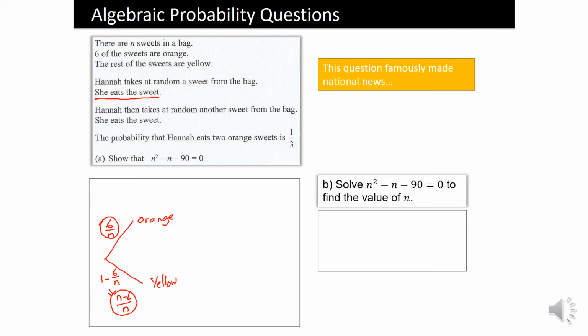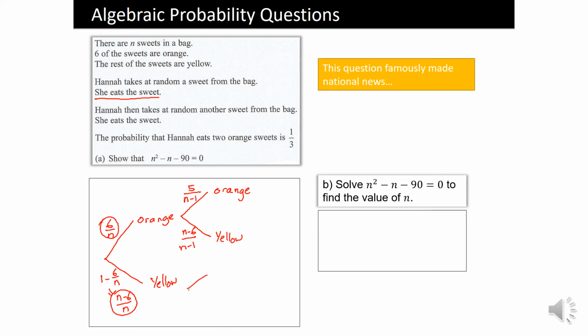So this is without replacement, so that means our denominator is going to decrease. To get orange again, there's now only 5 orange sweets, so we've got 5, and it's out of n minus 1. And the probability of getting a yellow is still n minus 6 sweets. There's now n minus 1 sweets in total. So it's n minus 6 yellow sweets, but there's only n minus 1 in total.